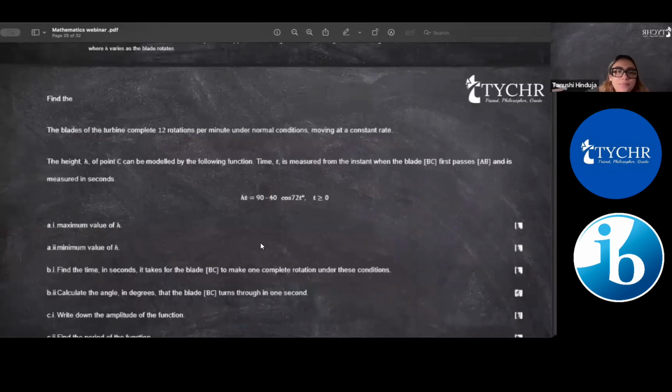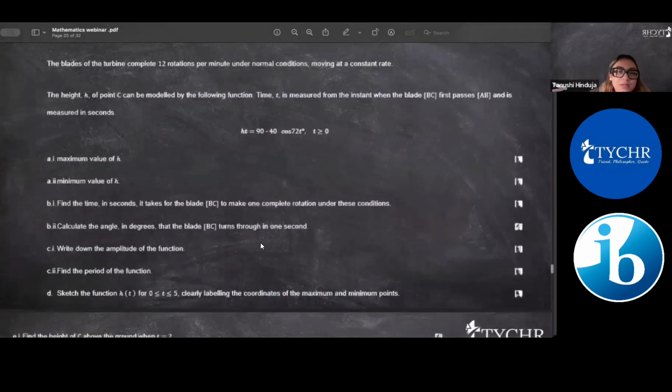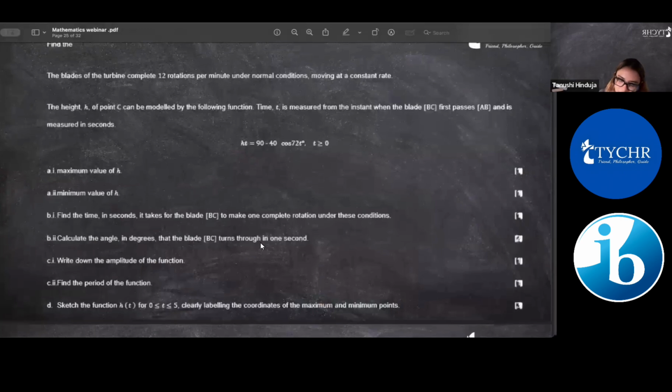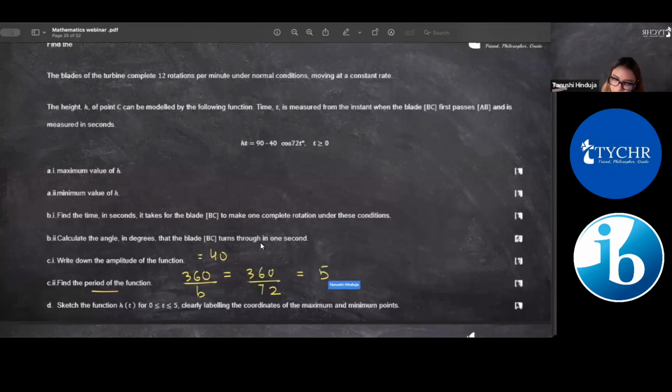Let's see. Then find the period of the function. So amplitude was 40. The negative sign doesn't count for the amplitude. That's only because the wave goes down first, not up. Then you have to find the period of the function. So that's just going to be 360 over the b value. That is 360 over 72, which will come out to be 5. So the period is 5.